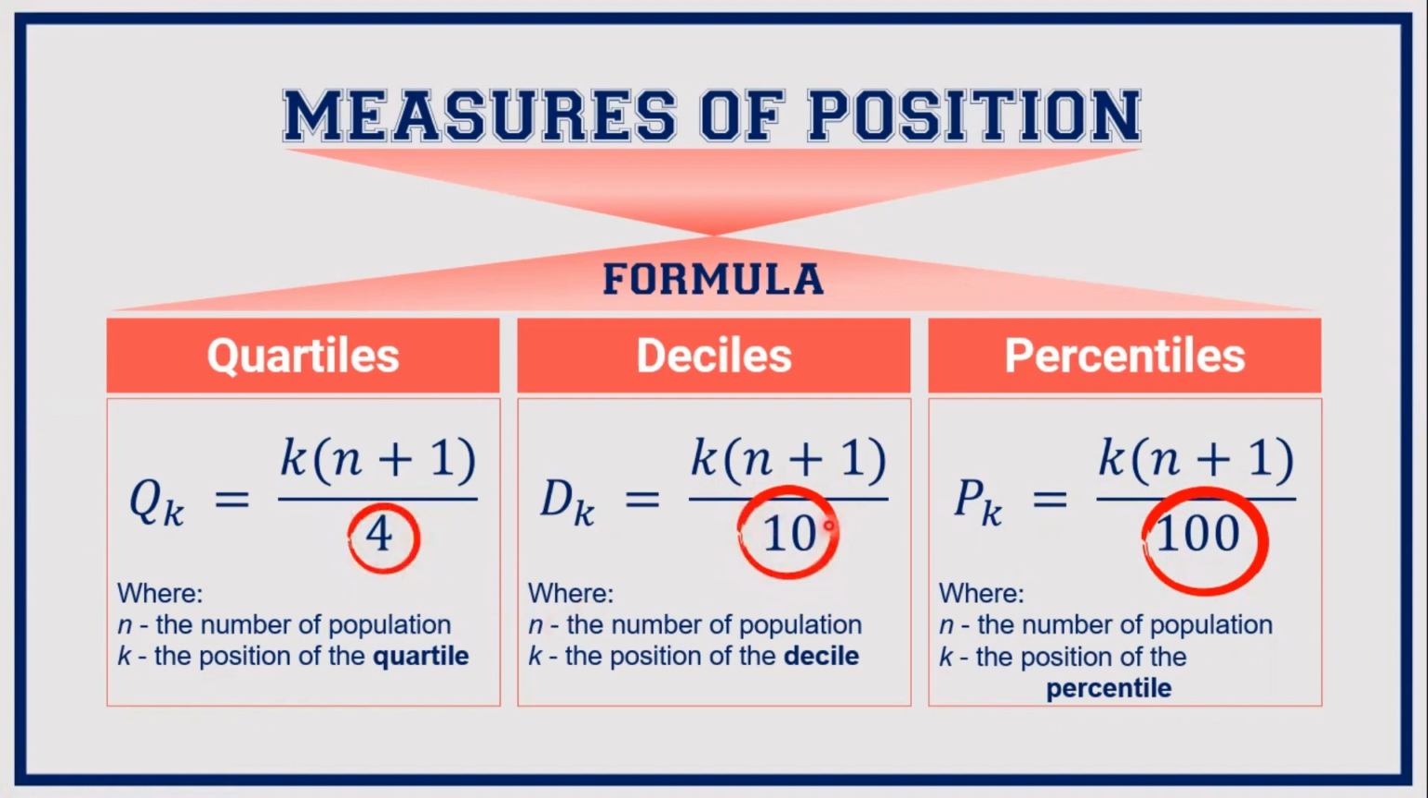For the decile, it divides the distribution into 10 equal parts. So that's why we have here 10. And for the percentile, it divides the distribution into 100 equal parts. So we have here the variables. So n, that means the number of the population, and k is the position of the quartile. Say, for example, if we want to calculate the quartile 1, we also have to change this k to 1, and also this k here.